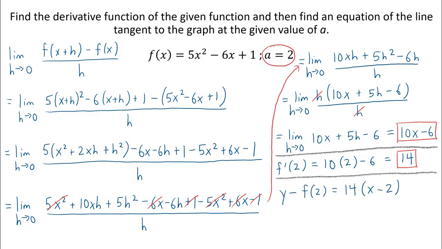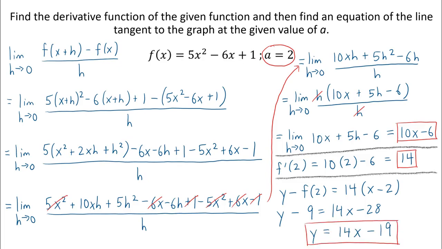So the equation of our line is y minus the original function evaluated at 2, that's our y sub 1, is equal to 14 times x minus 2. Evaluating the original function when x is equal to 2 gives us 9. So the left side of our equation is y minus 9. And simplifying the right side of this equation gives us 14x minus 28. So we have y minus 9 equals 14x minus 28. Let's now add 9 to both sides to isolate y. And that results in y equals 14x minus 19, which is the equation of the tangent line to this function when x equals 2.